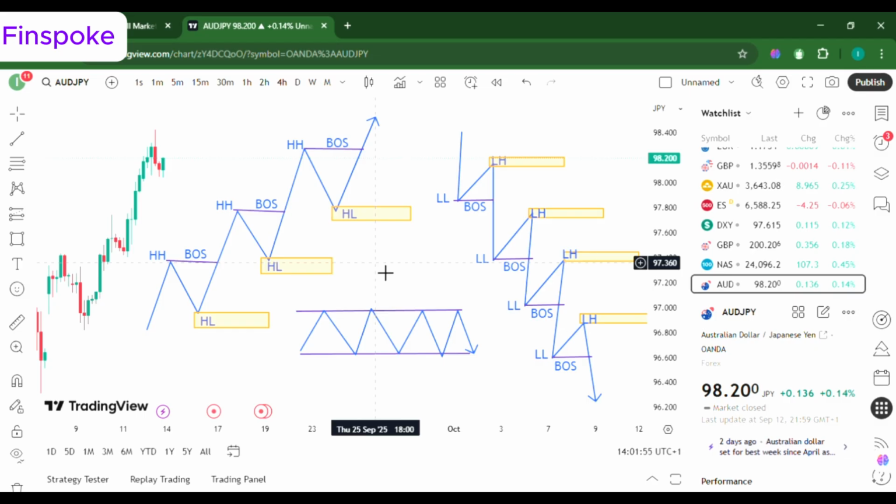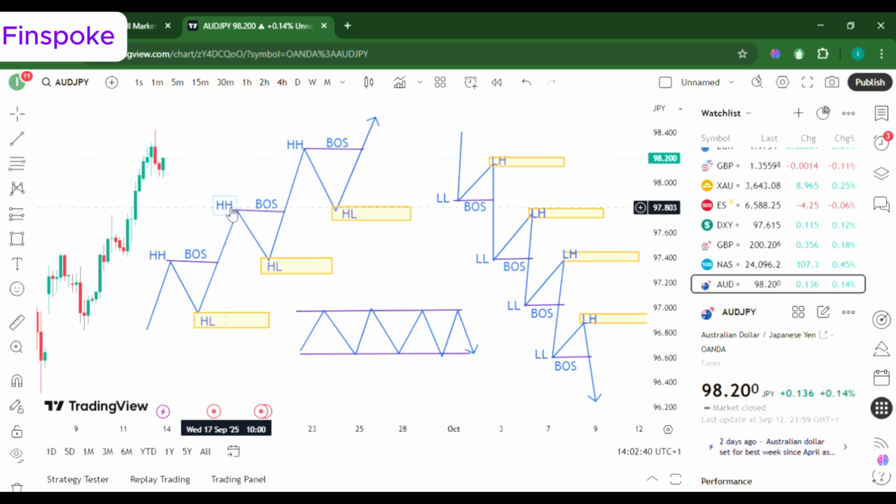Now let's talk about break of structure and the change of character, that's CHoCH. First, we said that break of structure happens when the price breaks the most recent high, if price is going to the upside, or the most recent low if price is going to the downside. It is a signal that the trend is likely continuing.